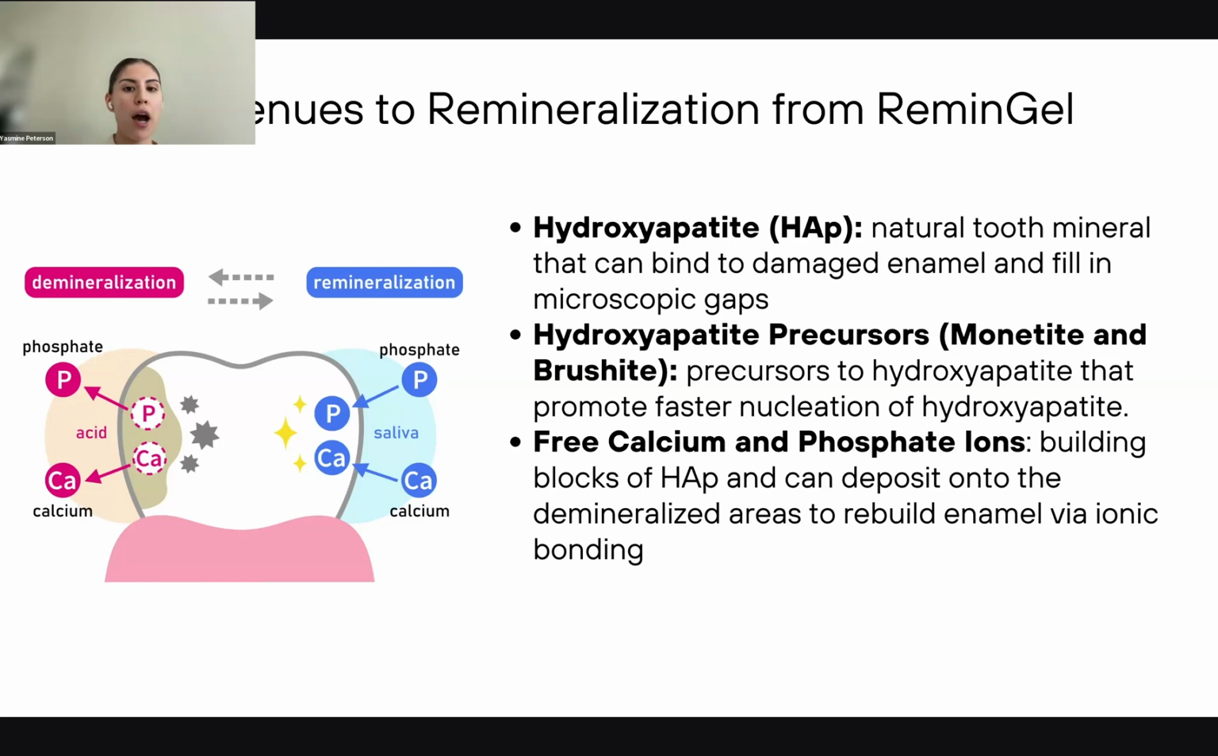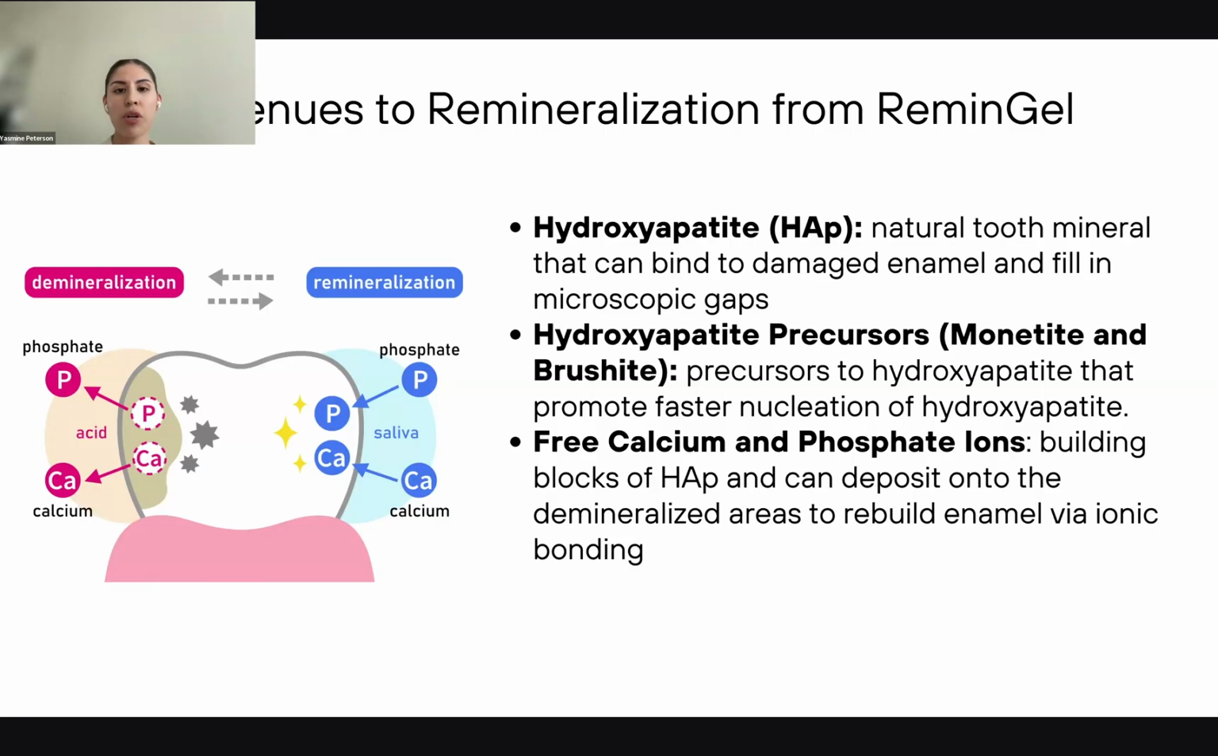So through pathway number 1, like I said, the gel itself has hydroxyapatite in it. There's nano hydroxyapatite, and then particles that are larger than the nano size. And hydroxyapatite is the mineral that forms most of the tooth surface. We already know that 95% of enamel is hydroxyapatite. So that hydroxyapatite is going to go ahead and bind to any damaged enamel and fill in those microscopic gaps.